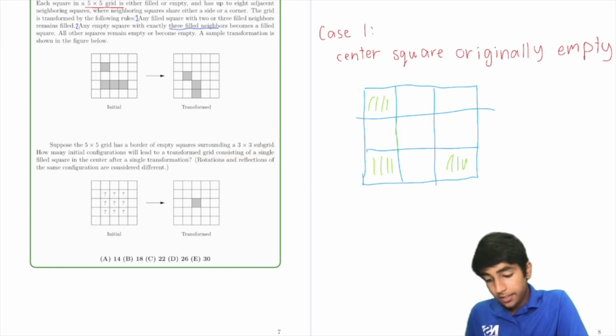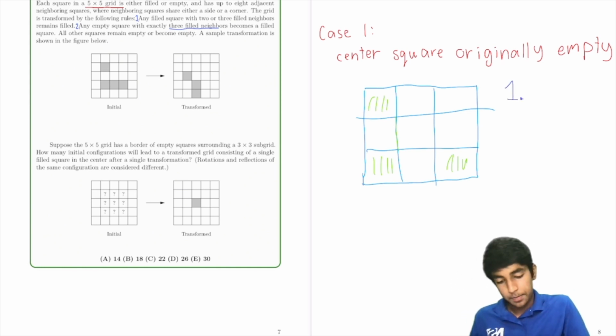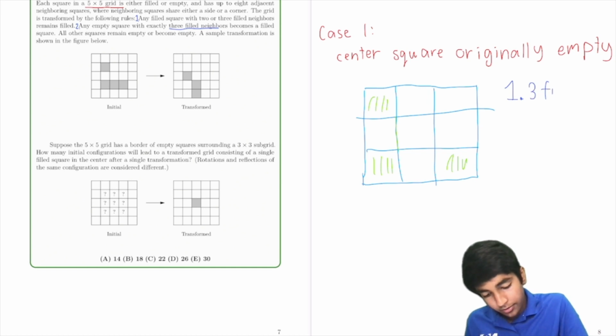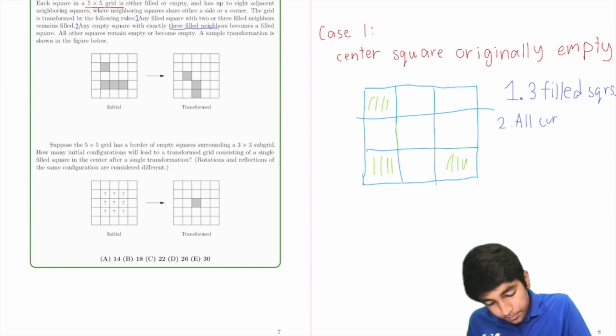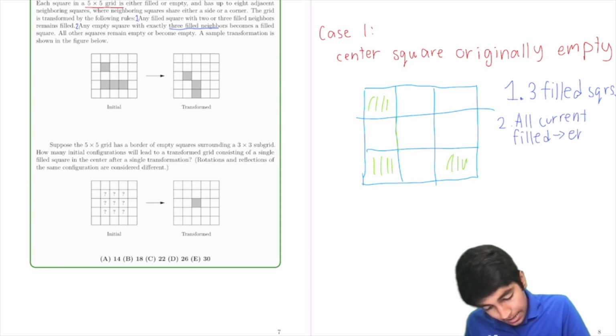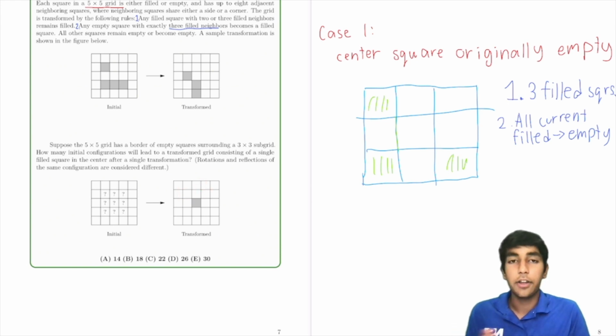What does that mean? That gives three conditions, which we're going to write down so it's clear. 1, 3 filled squares, of course. We already discussed this. Number 2, all current filled squares must become empty. Why? Because if these squares remain filled, then they won't just leave the center square being filled. There'll be some other ones too, like this one or something. And if that's filled, that's not good. So that's not allowed.